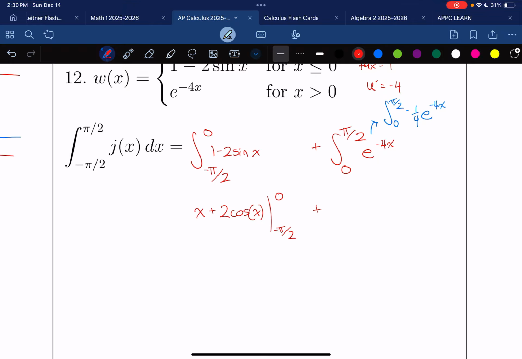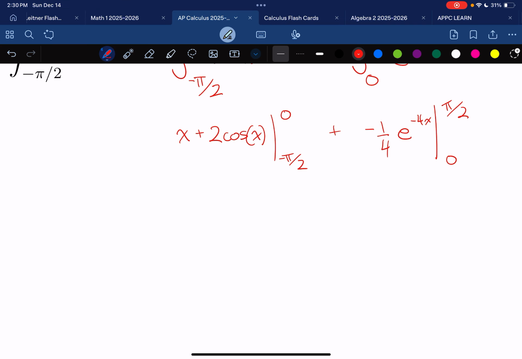And this right-hand piece is, the lovely thing about E house is it stays E house, and you just rewrite -1/4 e to the -4x, but you do the evaluation bar between 0 and pi/2. Oh boy. All right, let's go ahead and start plugging things in.